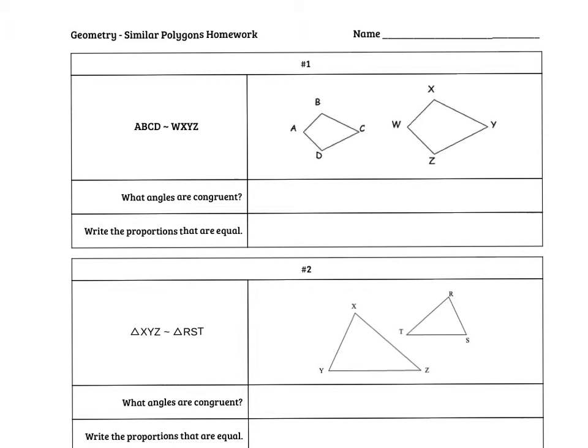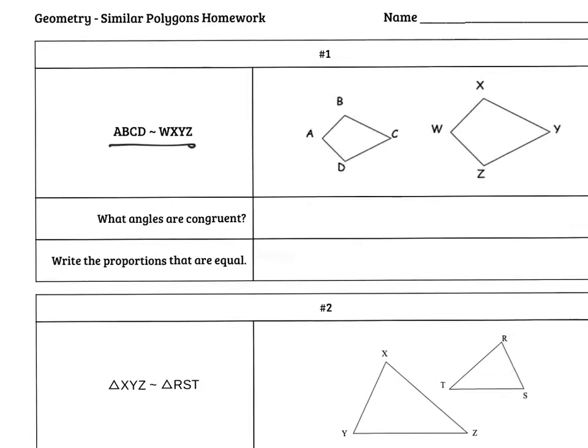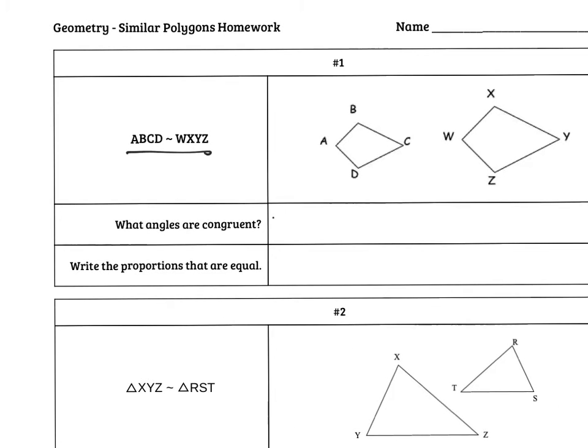So what angles are congruent? Look at your names. Look at the namings. Tell me which angles are congruent. You can just list them. So like you can say A and W, and then so on and so forth.